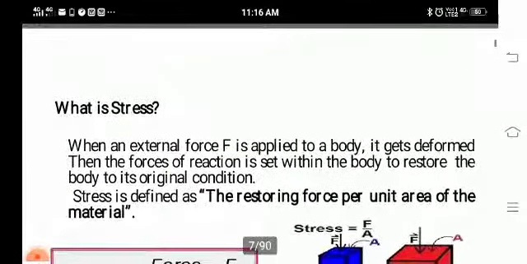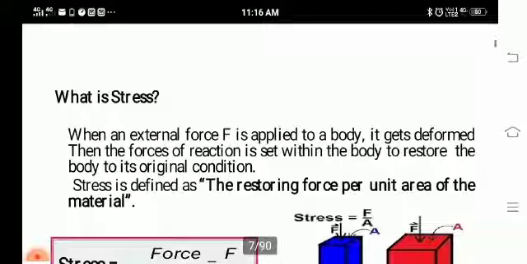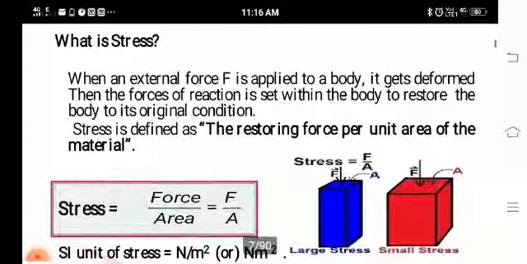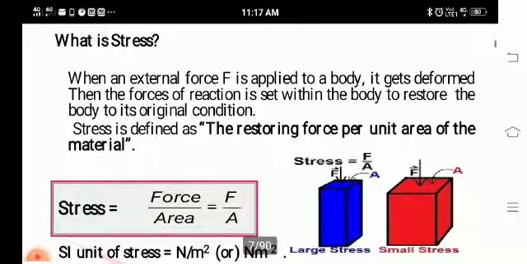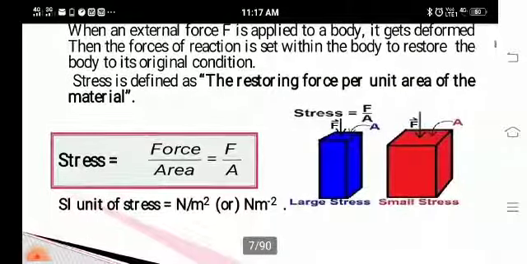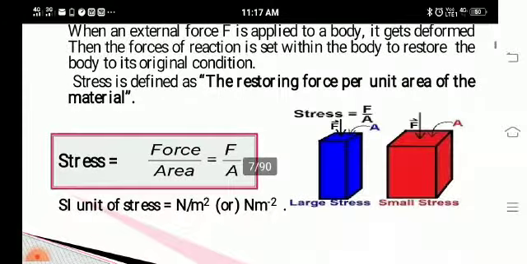Now we'll see what is stress. When an external force is applied to a body, it gets deformed. Then a reaction force is set up within the body to restore the body to its original condition. This is called stress. Stress is defined as the restoring force per unit area of the material. So, stress is equal to force by area, that is F/A. The unit of stress is Newton per meter squared.